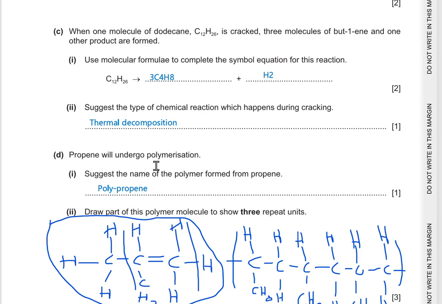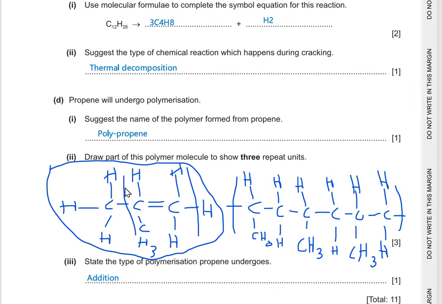Propene will undergo polymerization. Suggest a name for a polymer formed from propene. Alkene, so that means it's going to be addition polymerization. That's going to be polypropene. Draw a part of this polymer molecule to show 3 repeat units.